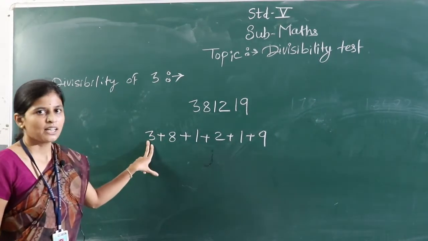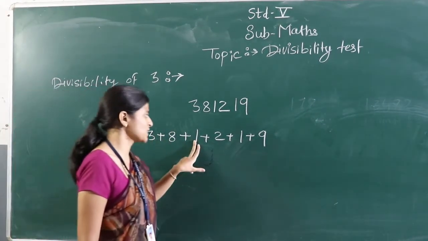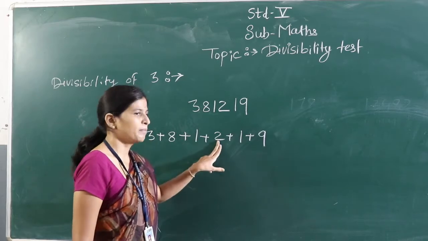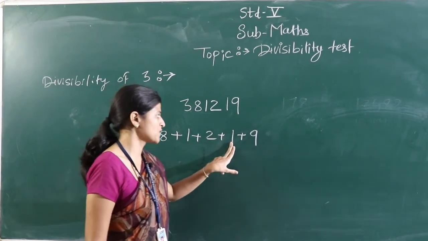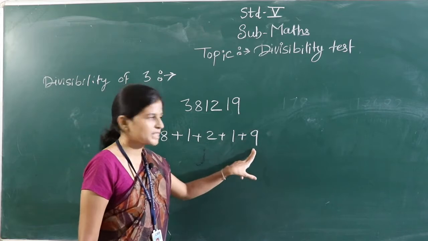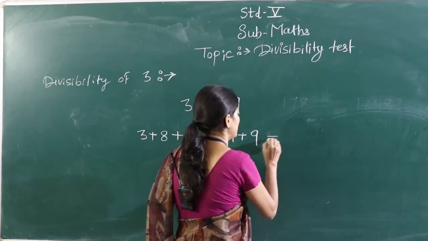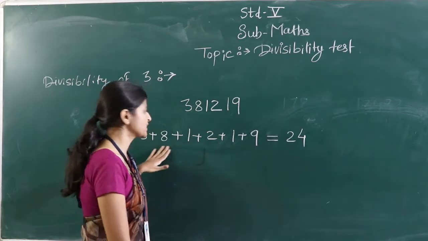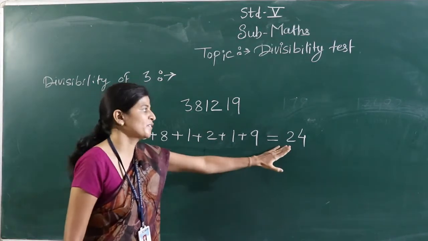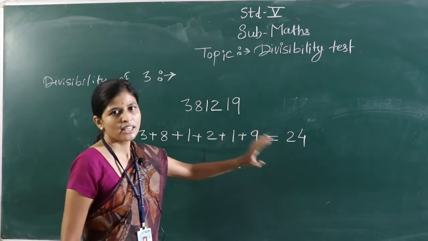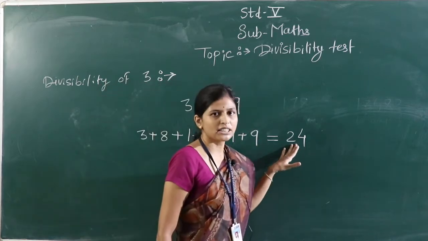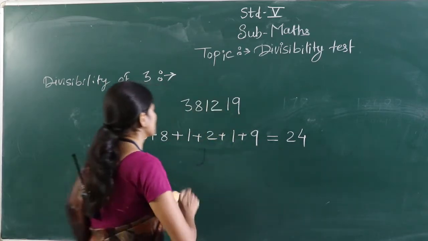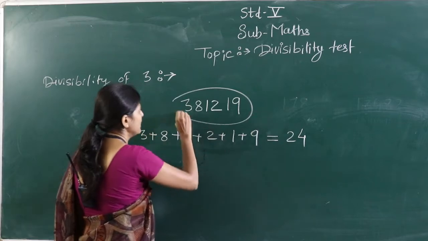8 plus 3, 11. 11 plus 1, 12. 12 plus 2, 14. 14 plus 1, 15. 15 plus 9, 24. The addition of these digits is 24. Now does 24 come in 3's table or not? Yes. 24 is divisible by 3. That means the whole number is divisible by 3.